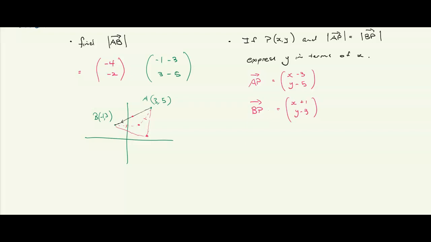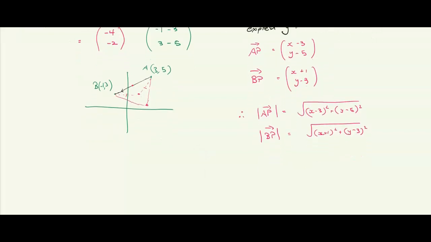So therefore, the magnitude of AP is going to be the square root of (x minus 3) all squared plus (y minus 5) all squared, and the magnitude of BP is going to be this. Not a bad idea. Maybe if you just want to press pause and do this and then come back, it's up to you. I'll continue. So I'm now going to say that I want these two to be equal to each other.